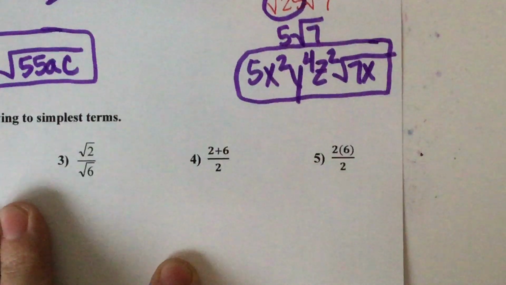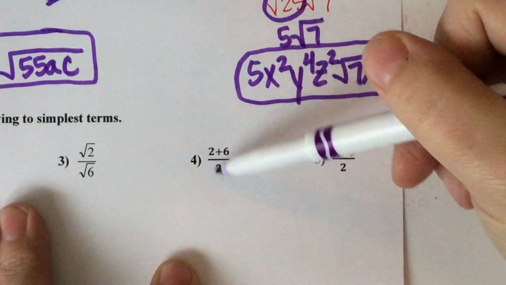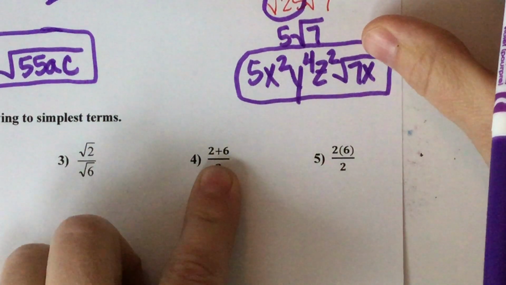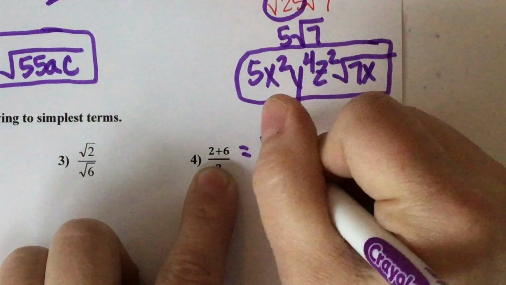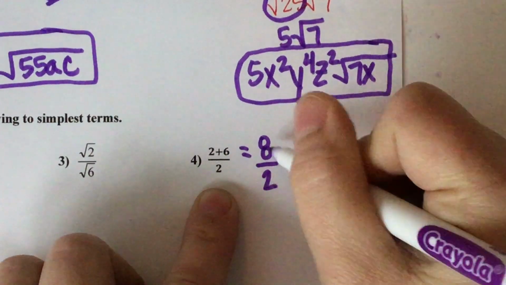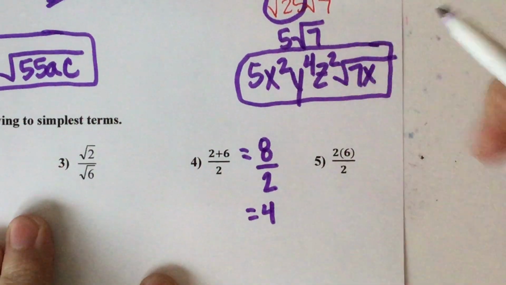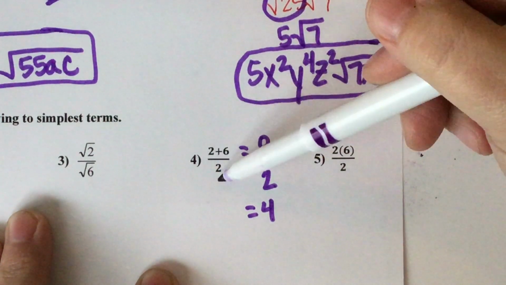Sometimes students think that they can cross these 2's off. Well, if you cross the 2's off, then your answer would be 6. But if you did order of operations, 2 plus 6 is 8. Recopy the division bar. Recopy the 2. 8 divided by 2 is 4. Then that's the answer, which is not a 6. So that means that you can't just cancel the 2's out.